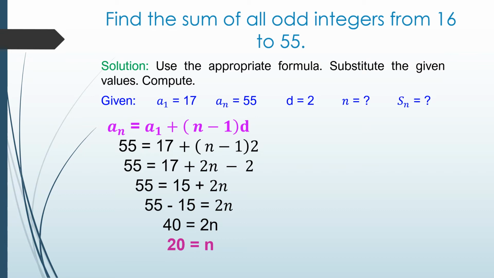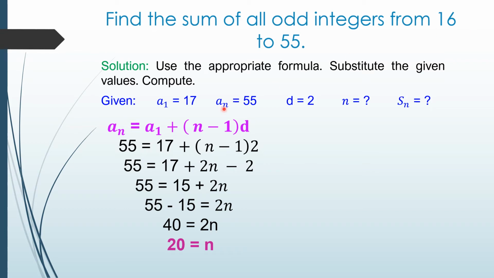What are the given? In this question, the first term or a sub 1 is equal to 17. Bakit 17? Magmula kasi kay 16, 17 na ang susunod na odd integer. Kasi ang 16 ay even number, so hindi siya po pwede. So 17 na ang una nating term.